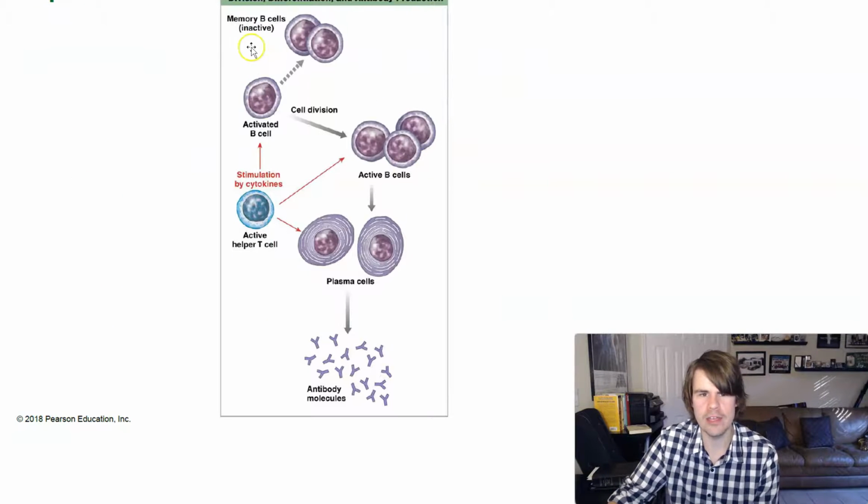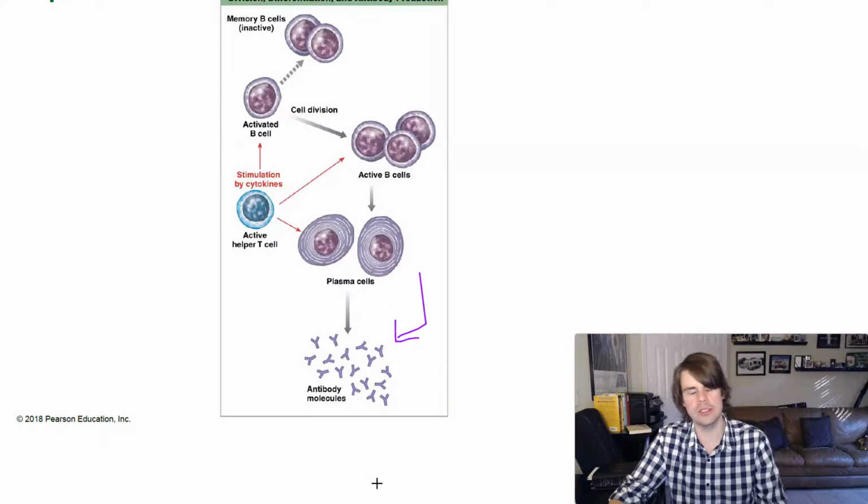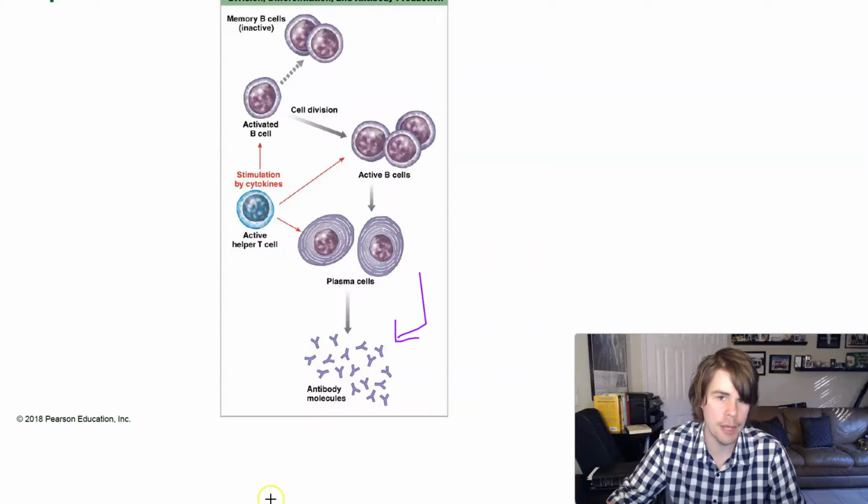So here's a little graphic. You have your memory B cells inactive, activated B cell, stimulation, activated B cell. We're starting here. Active helper T cells activate a B cell, and some of those go into memory B cells, and some undergo into active B cells, which turn to plasma cells, and plasma cells produce those antibody molecules. So you can definitely see a multiple choice question there. Which type of cells produce antibody molecules? That would be an easy question for me to ask you.